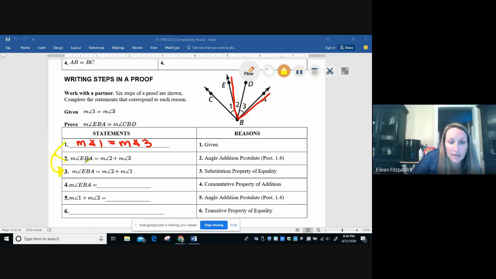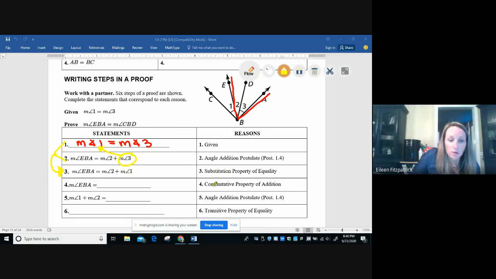So what changed? We have EBA, we have angle 2, but instead of angle 3, we now have an angle 1. So what they did was they replaced this angle 3 with what it was equal to, and that was an angle 1. That's how they came up with this equation. So that's why they called it substitution, okay?